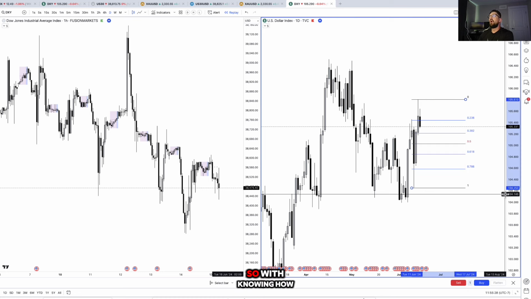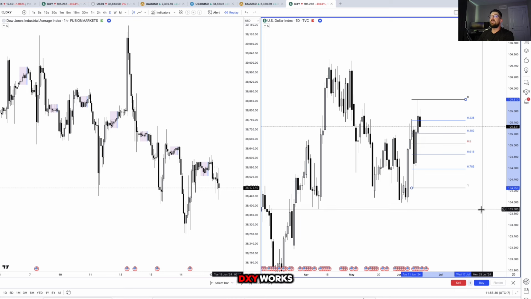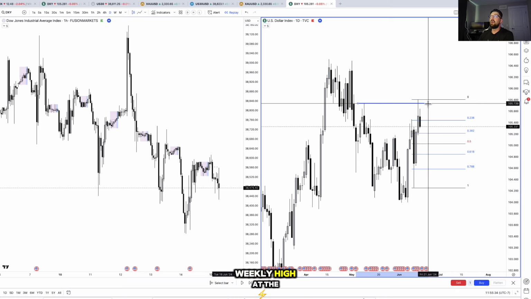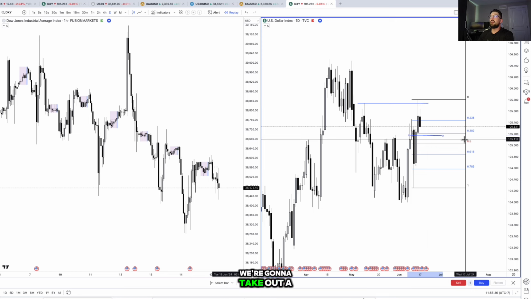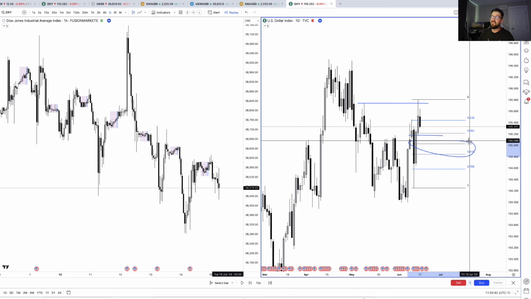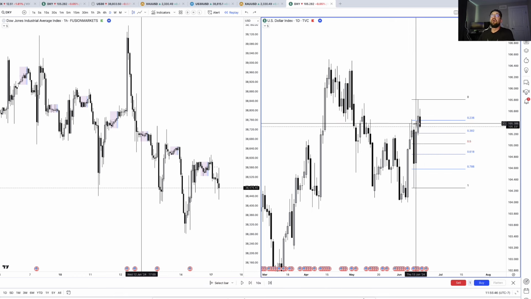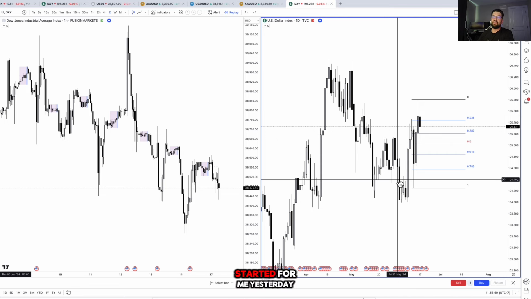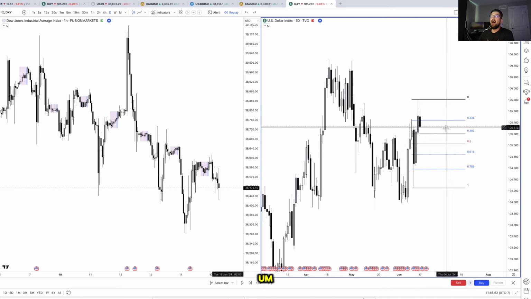So with knowing how DXY works, we took out a weekly high. At the bare minimum, we're going to take out a daily low. If I pair that with where I want price to come, that would be a hypothetical scenario of something that's high probability. So this same anticipation started for me yesterday.